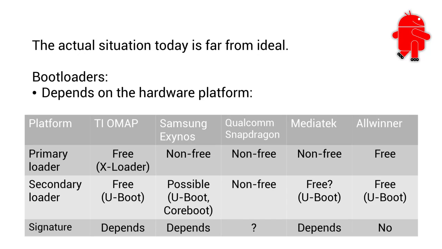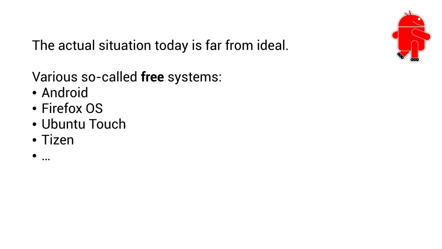So not all the platforms ship with signatures enabled. It really depends on how the chip is set, and sometimes it's possible to disable the check by tweaking resistors or things like that on the board, but it's never easy. And actually the only platform that is known to not use signatures is Arduino, which is why it's a good target for freedom. Okay, now let's talk about the free systems.